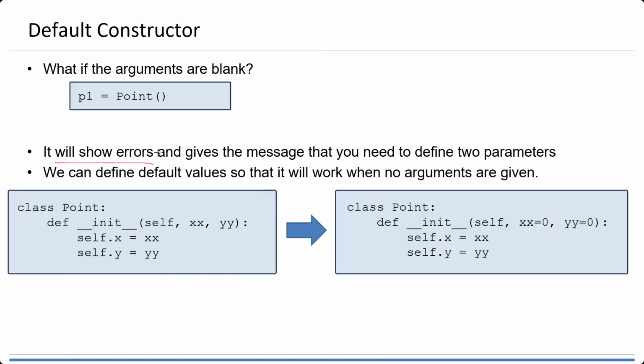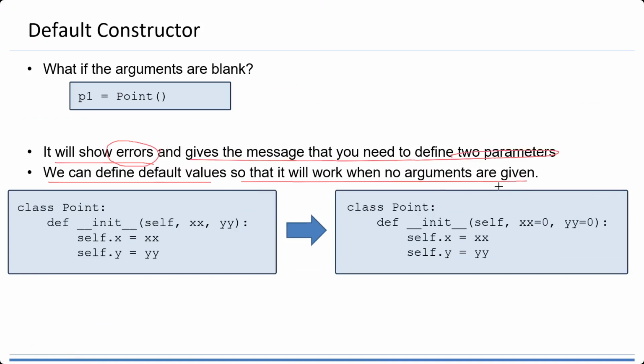So it will show errors and give the message that you need to define two parameters. We can define default values so that it will work when no arguments are given. How?